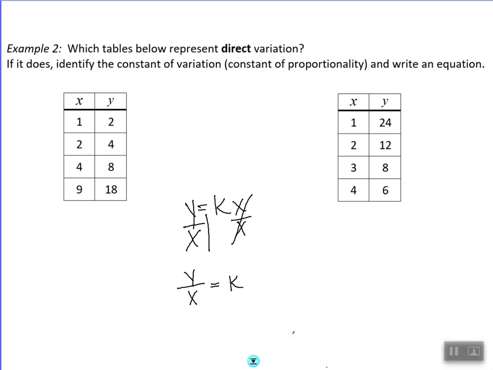So I'm going to make an extra column for k, and I'm going to do y divided by x. 2 divided by 1 gives me 2. 4 divided by 2 is 2. 8 divided by 4 is 2. 18 divided by 9 is 2. Since we have the same number for k each time, that means, yes, this is direct variation. Our k value is 2, so our equation will be y equals 2x.